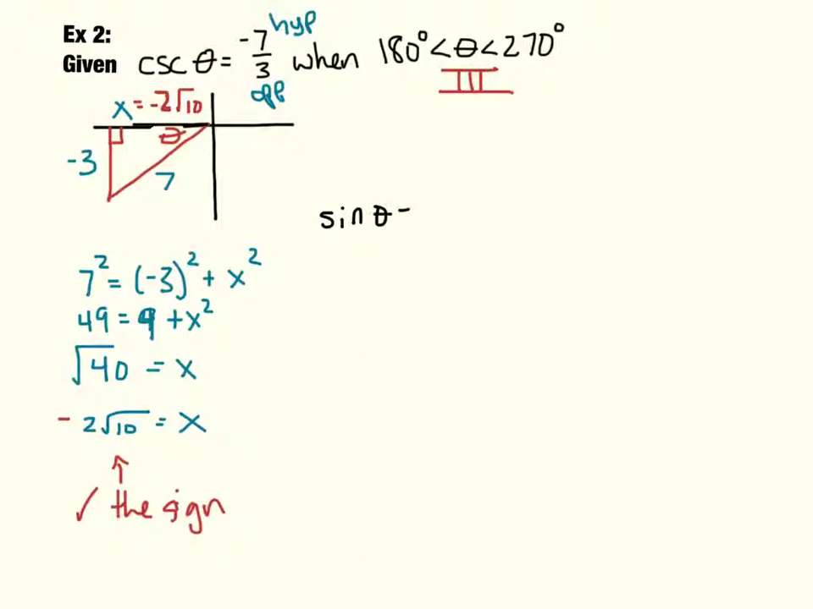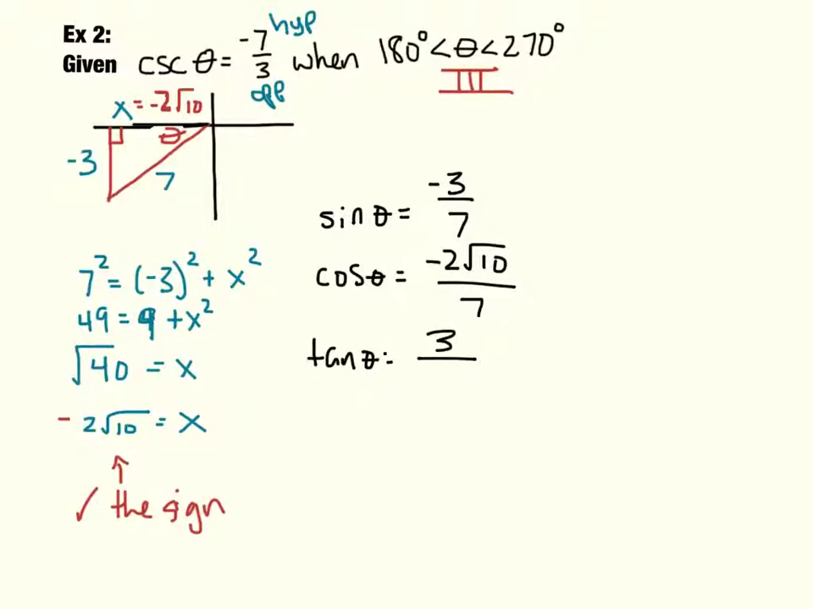The sine of theta. Well, the sine is just the reciprocal of cosecant, so negative 3 over 7. Cosine of theta would be the adjacent, negative 2 square roots of 10 over 7. And the tangent of theta is the opposite over the adjacent. Now since both of them are negative, this turns into positive 3 over 2 root 10.